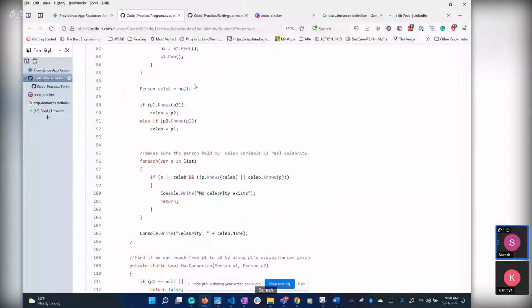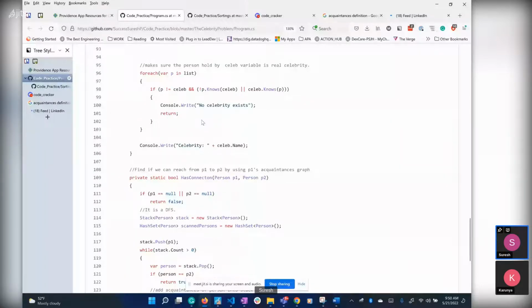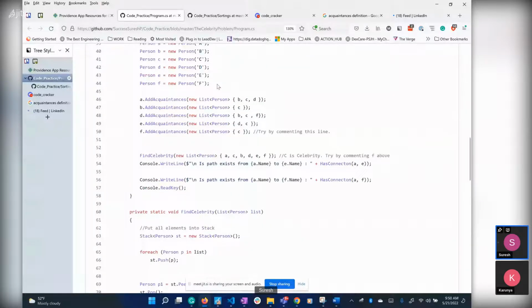And finally, this is the function. It will tell you whether a celebrity exists or not. You can try commenting this line, and you will see there is no celebrity. If you uncomment this line, you will see the celebrity.